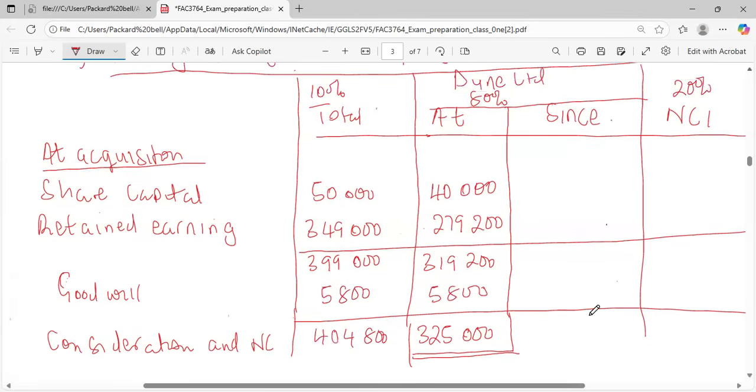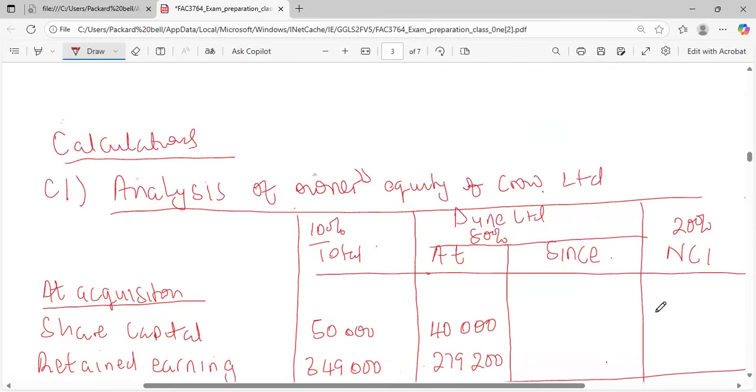We still need here. What belongs to NCI here? Here is 10,000. Then here, what belongs to NCI? 349 minus 279,200.